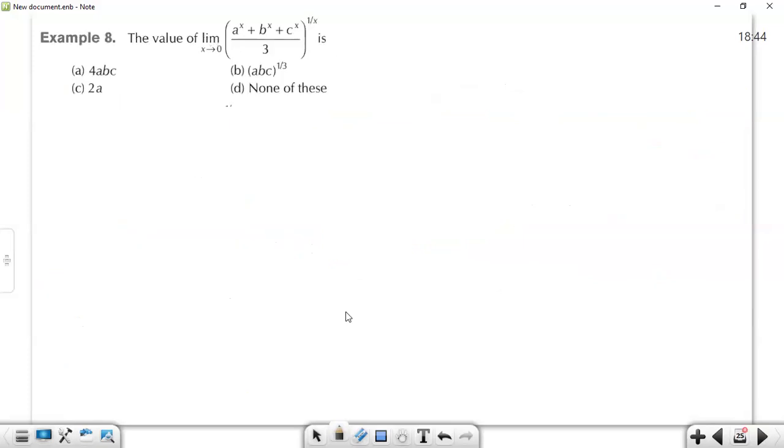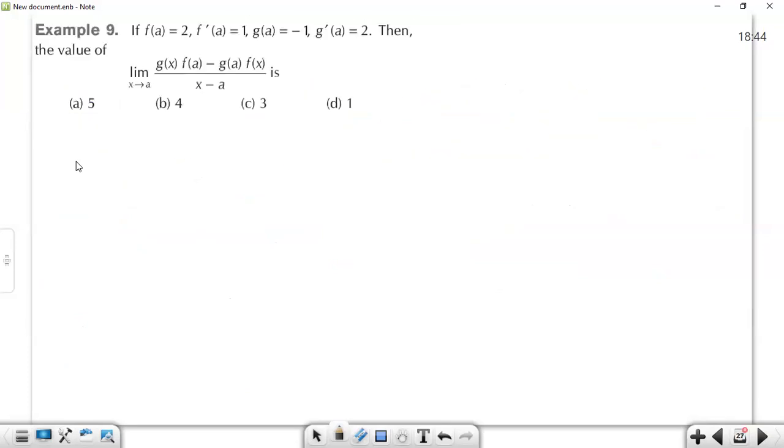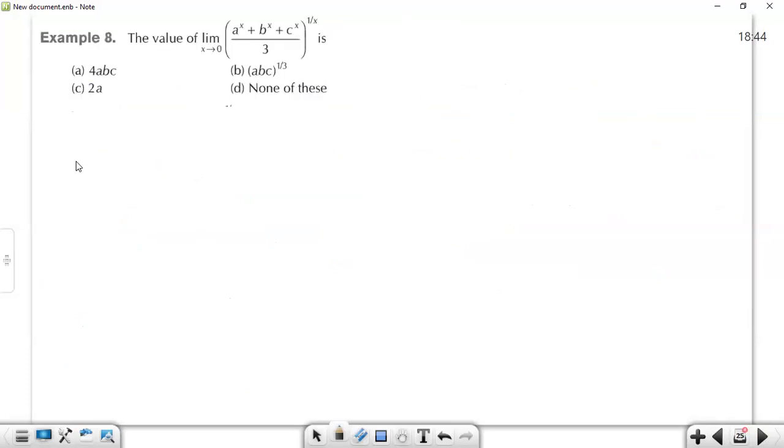So let's solve this question. We are having limited time. So this is also your homework. Is everyone aware about the logarithm concept?